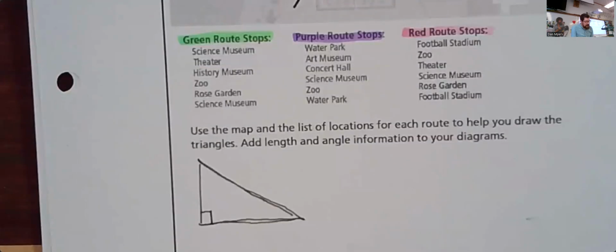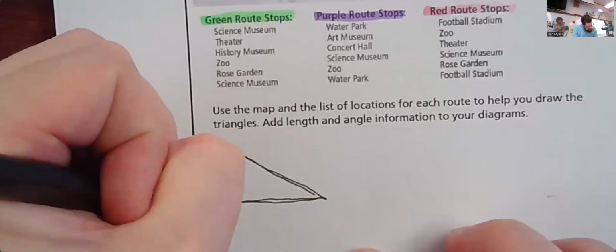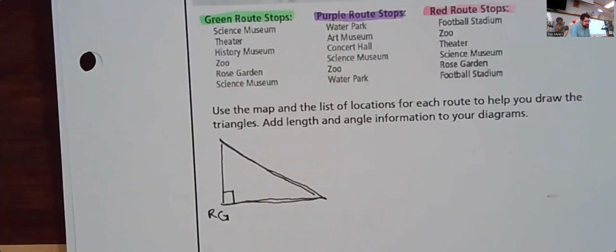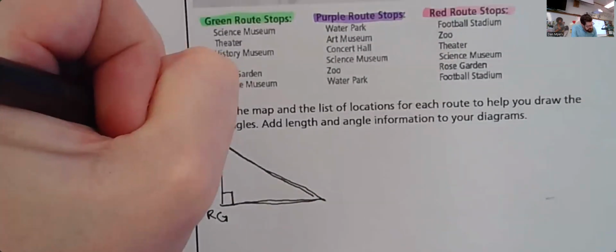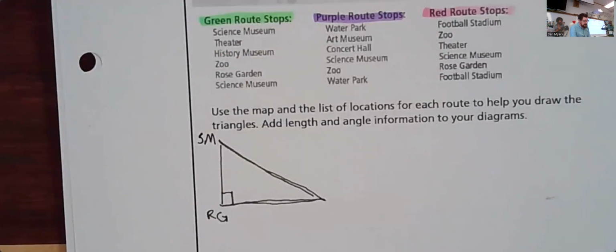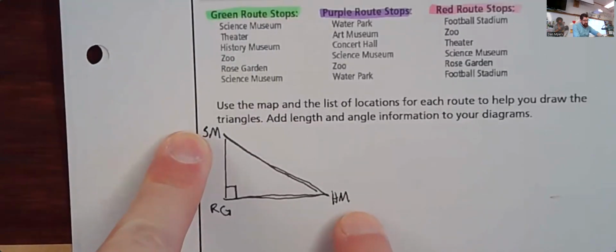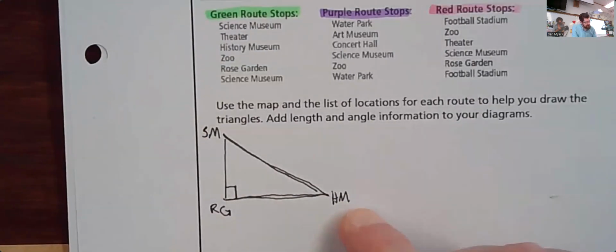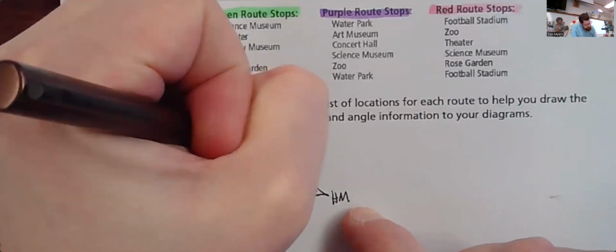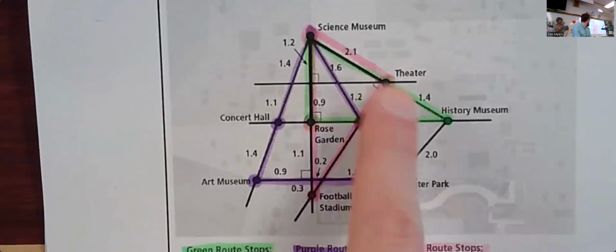We know that. This is the Rose Garden here. So I'm just going to say RG for Rose Garden. I'm going to say SM for Science Museum. And then what goes over here? HM for History Museum. Good. What is the total distance between the Science Museum and the History Museum? 3.5. Good. Because if you look here, 2.1, 1.4, add those together, 3.5.